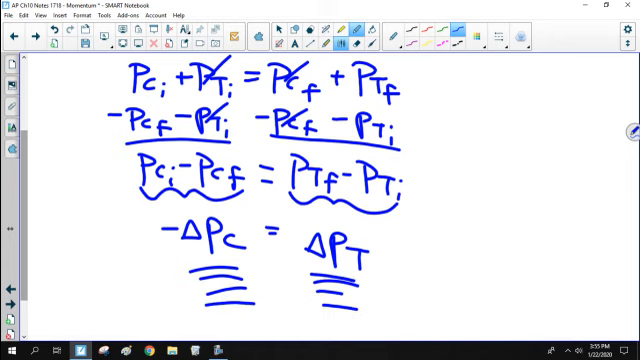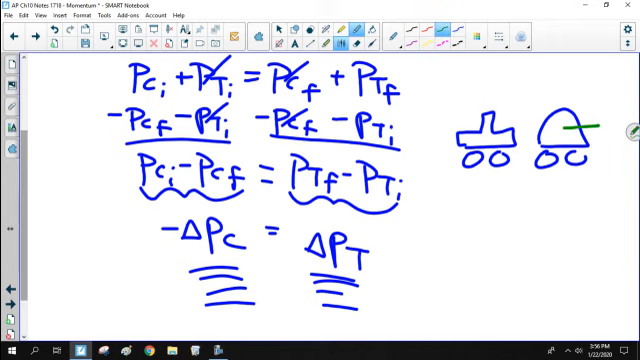And this is a result of Newton's third law. Check it out. Here's my truck. Here's my car, right? During the collision, they're both going to exert forces on each other. Here's the force of the truck pushing the car. Here's the force of the car pushing the truck. Change in momentum is net force times time, right? Assuming your force is constant.